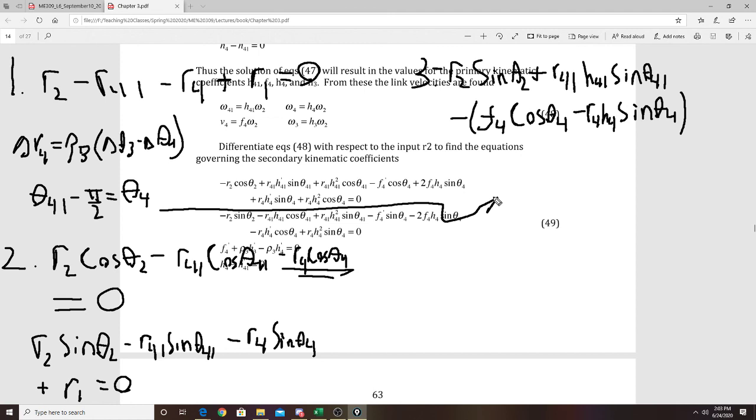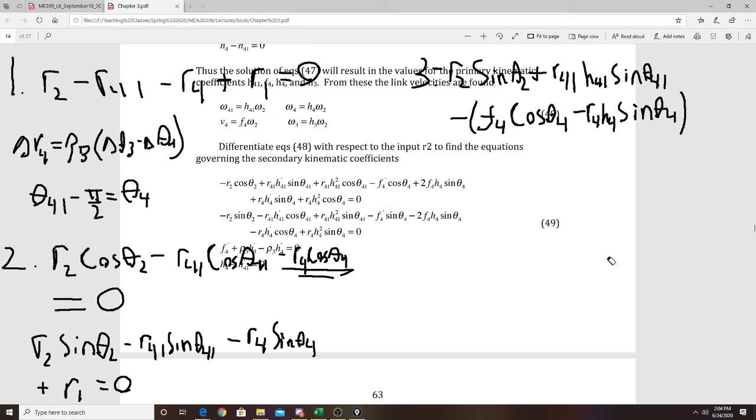That's the good news. So if you take the derivative of theta 4,1, theta 4,1 is just what? h41. Take a derivative of pi over 2. It is a known constant, which means that it goes to 0. So theta 4,1 is equal to h4. Or h4 is equal to h41, or h41 minus h4 is equal to 0. So that's the first one.